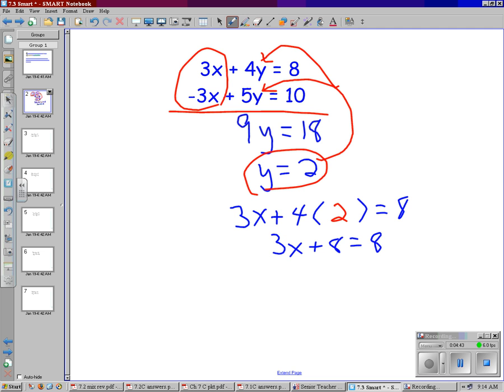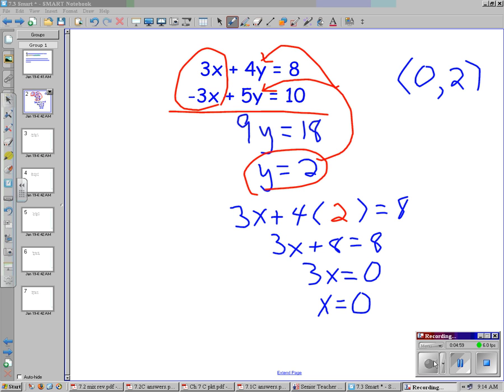We get 0, so we have 3x equals 0. And when I divide by 3, what do I get? I still get 0. Okay, our answer should be (0, 2). Check it in both equations to make sure it works. I'll stop for a moment so that you can check. Does it work in both equations?